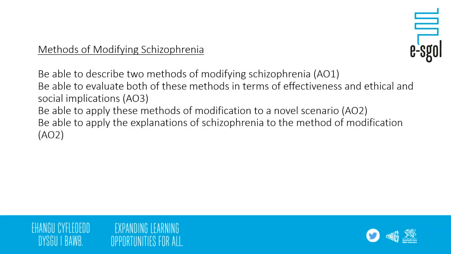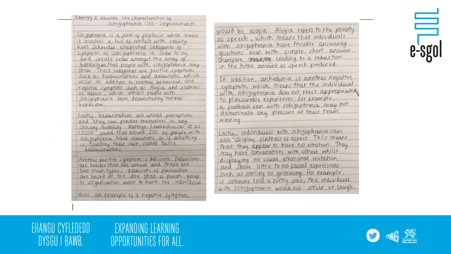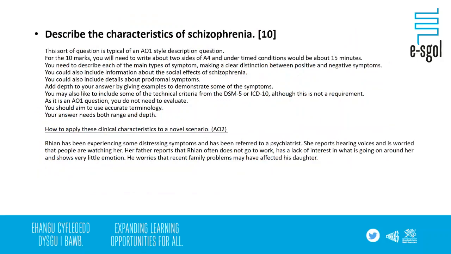And then you need to be able to apply the methods of modifying to a novel scenario and be able to apply the explanations of schizophrenia to the method of modification. So these are your AO2. So if I go back to Rian here, you could be given this case study and be asked to look at how they think that they would modify Rian's schizophrenia.